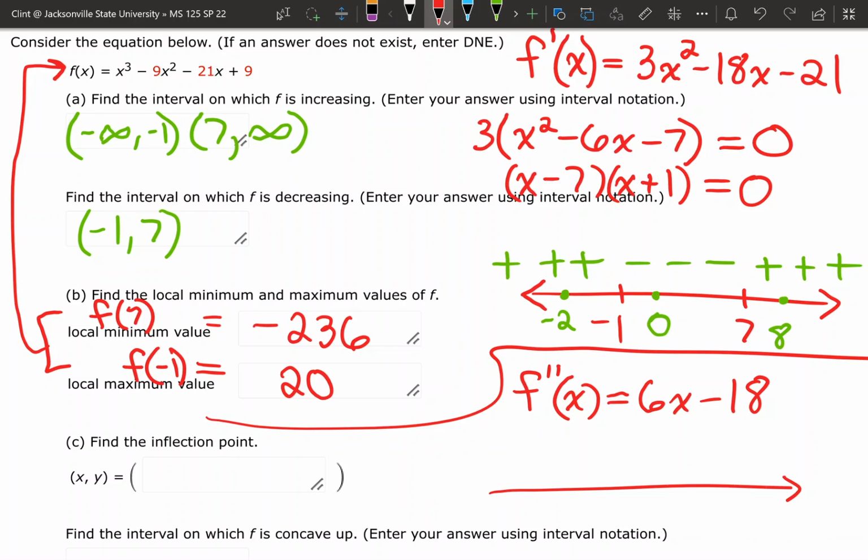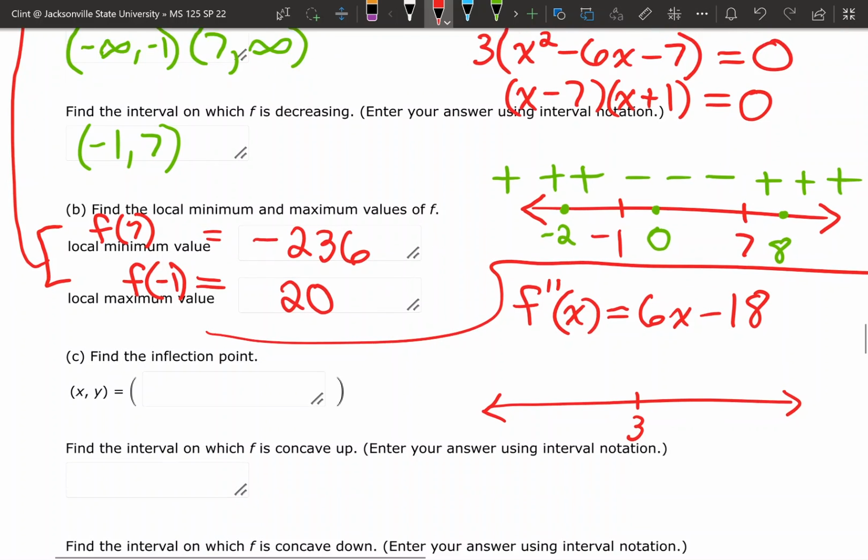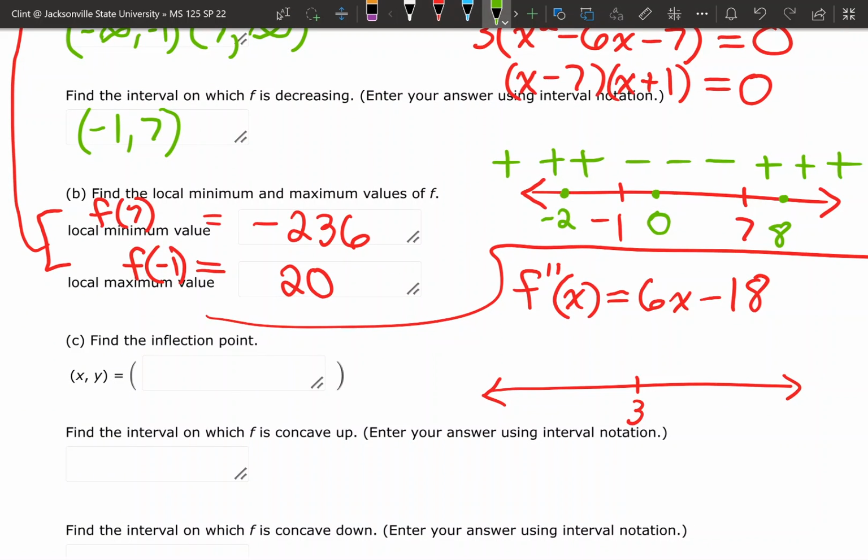Make us a little number line here. We need to know when the second derivative is 0. So you could set that equal to 0 and solve, or it's not too bad to see. It's 3. Now 6 times 3 is 18. Minus 18 will be 0. And then we need to do a test point on each side. So we try 0. We get 6 times 0 minus 18, so that'll be negative. Do something bigger than 3, so maybe 4. 24 minus 18, that'll be positive.